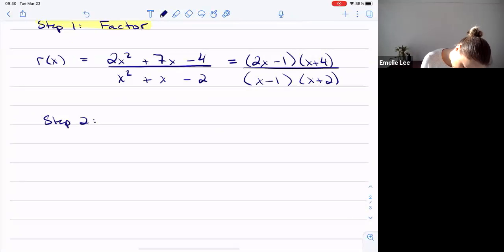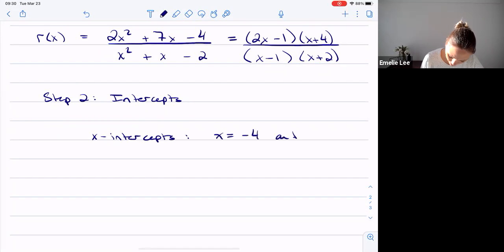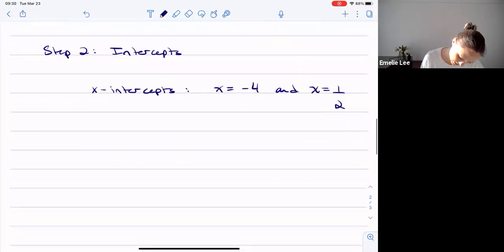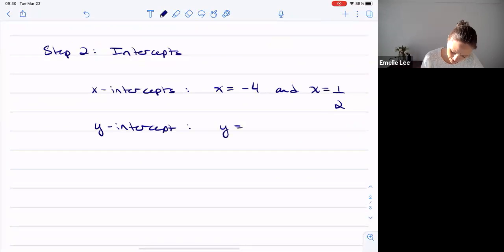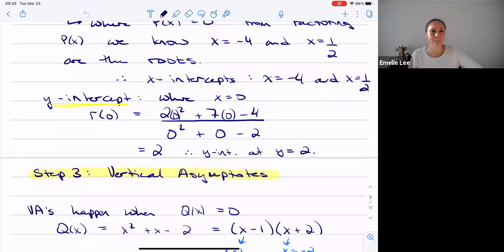Step 2 is our intercepts. So our x-intercepts, we found were at x equals -4 and x equals 1/2. And our y-intercept was at y equals, I want to say +2, but I just want to make sure here. Go back. Yeah. -4 and 1/2, and then +2.